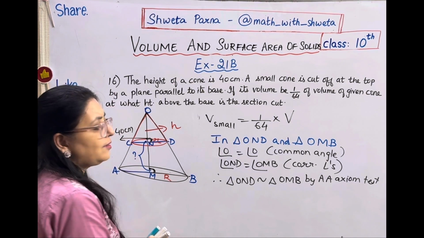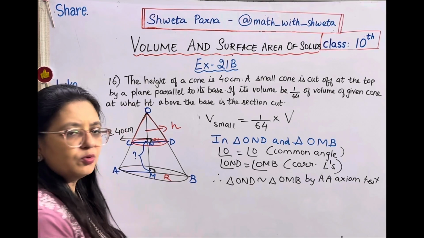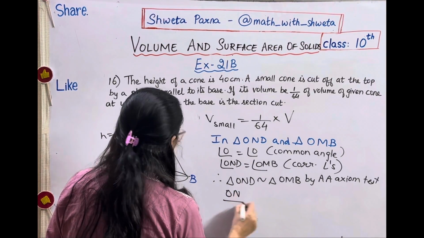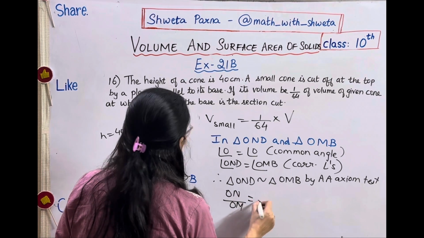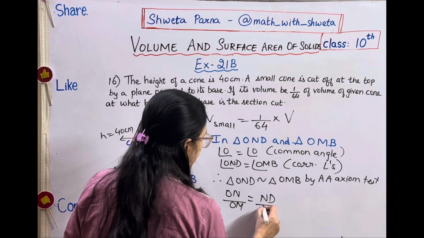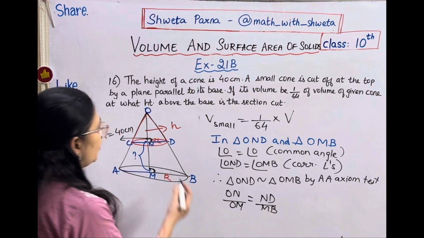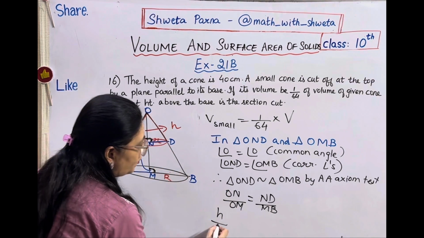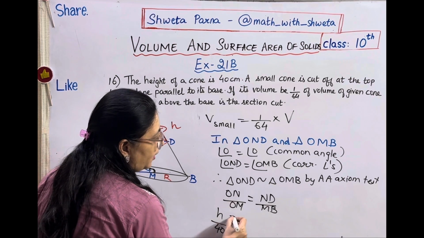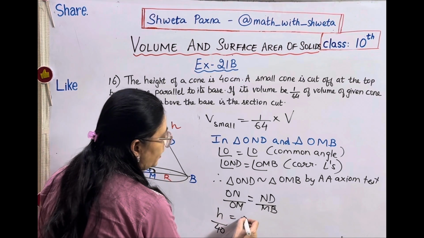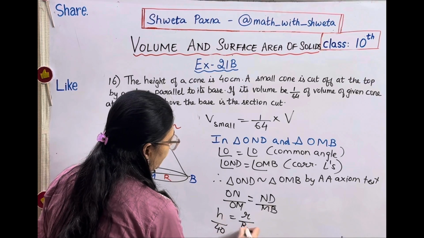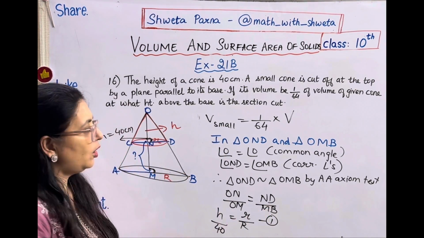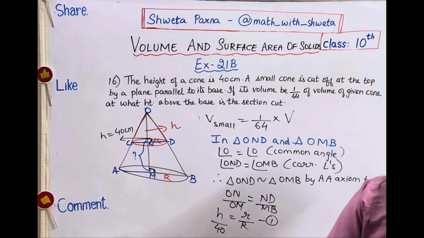Now since the triangles are similar, you can use the basic proportionality theorem which says that ON upon OM is equal to ND upon MB. What is ON? It is h. What is OM? It is 40, the height is given. This is equal to ND, small r, upon capital R. This is your first part, what you have found. Come on, let's go ahead with this.